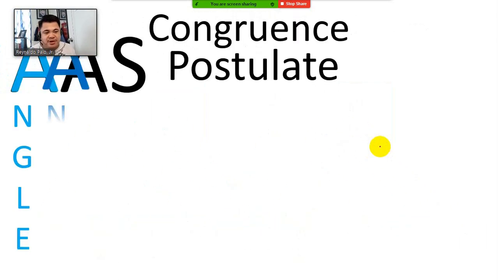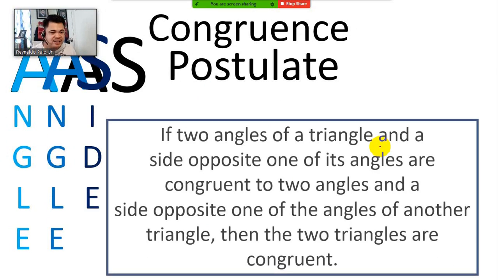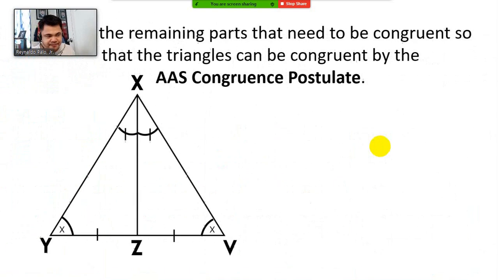So let's have the conditional statement of AAS. If two angles of a triangle and a side opposite one of its angles are congruent to two angles and a side opposite one of the angles of another triangle, then the two triangles are congruent. Again, we are talking about two angles, side opposite, two angles, side opposite.